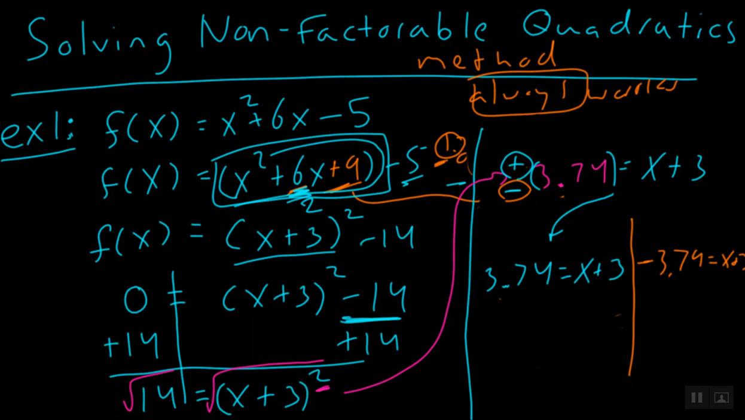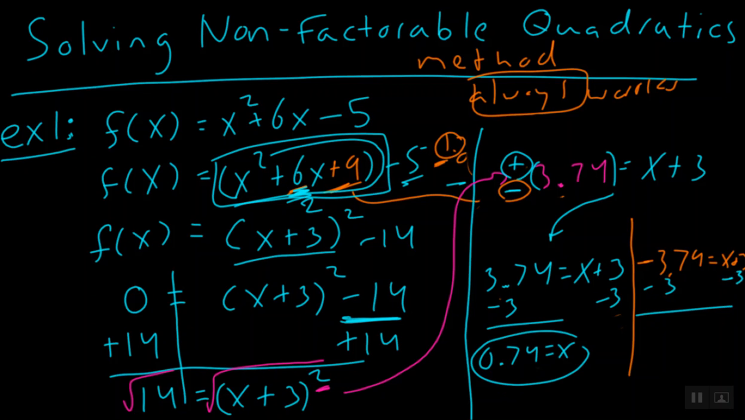Okay, now in both cases, whenever you get over the initial shock of this, it becomes pretty easy because we're simply going to subtract 3 from both sides. So what is 3.74? 3.74 minus 3. Well, that's going to give us 0.74 is equal to x. That's one of our x values. And what if we subtract 3 over here? Okay, well, what is negative 3.74 minus 3?